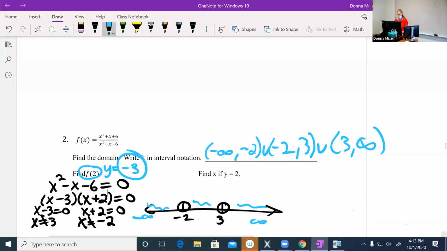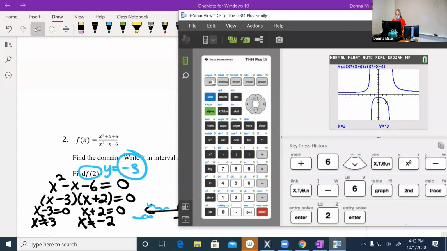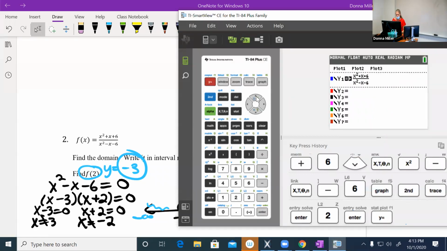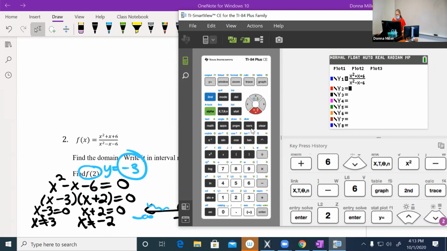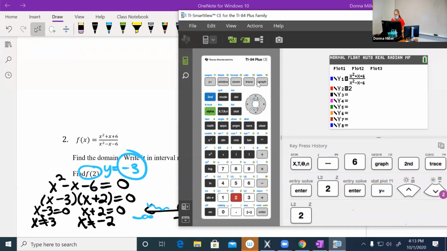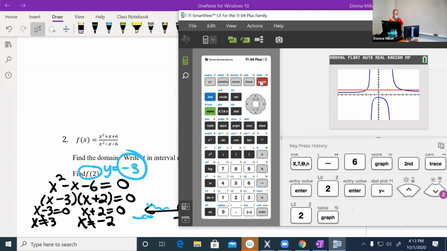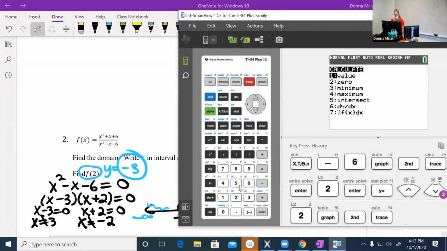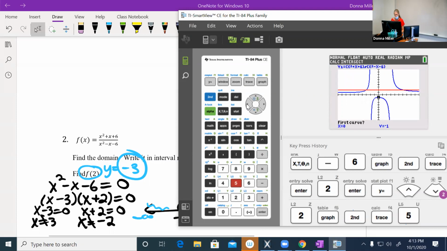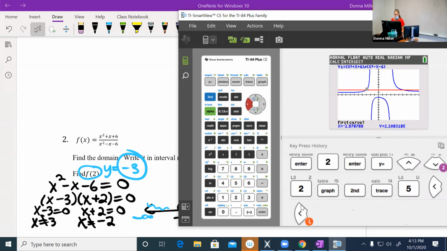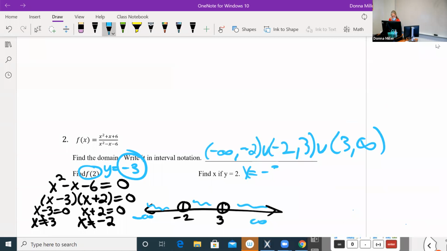Okay, and find x if y equals 2. So if y equals 2, I'm going to go into y2 and set y2 equal to 2. Graph. See there's 2 intersections? I'm going to go find them. So second trace, intersect. Got to get over on the right part of the curve. So one's at negative 3. We'll find the other one.